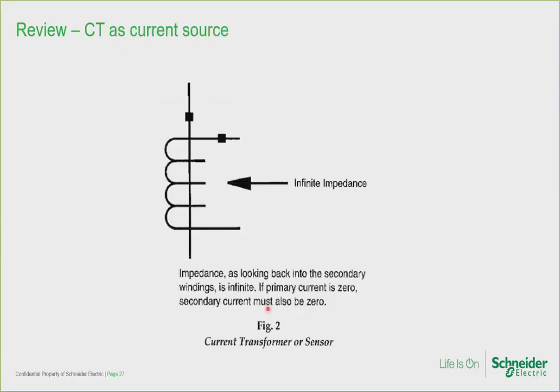We treat the current transformer or current sensor as an ideal current source, which represents infinite impedance when looking back into the secondary windings. If the primary current were 0, the secondary current must also be 0, no matter what voltage is externally supplied to the secondary to force current to flow. That's what infinite impedance looking back into the secondary winding means. Current flows in the secondary only if current flows in the primary.